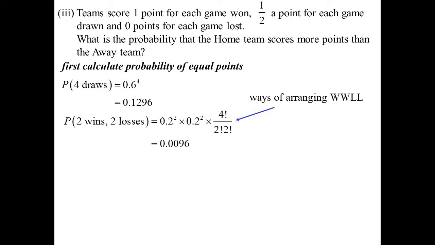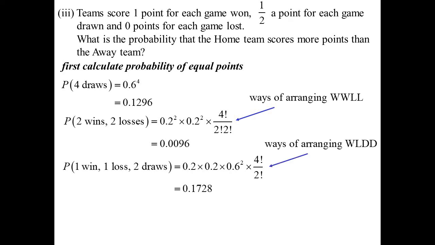What else could we have? We could have 1 win, 1 loss, 2 draws. So the win would be 0.2, the loss would be 0.2, the 2 draws 0.6 squared, but again, there are different ways we could do that. So how many ways could we arrange win, loss, draw, draw? Well, that would be 4 factorial on 2 factorial. Is that every situation? Is there anything else we can have? No, that's it. Okay, so add them all up. There's a 0.312 chance that we end up with the same number of points.